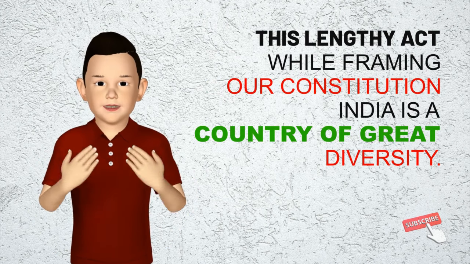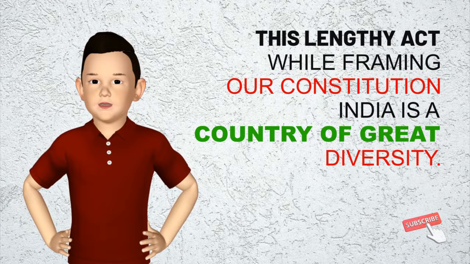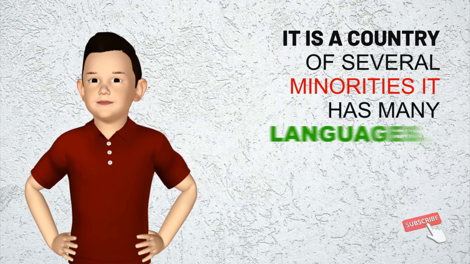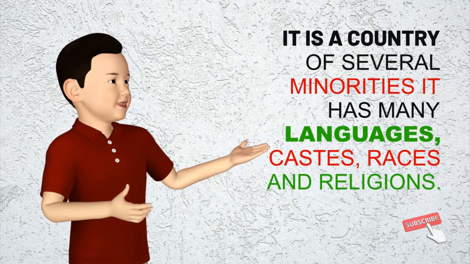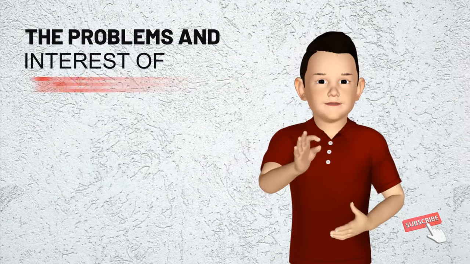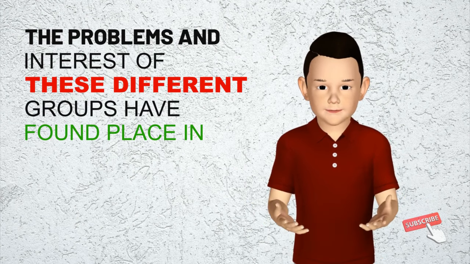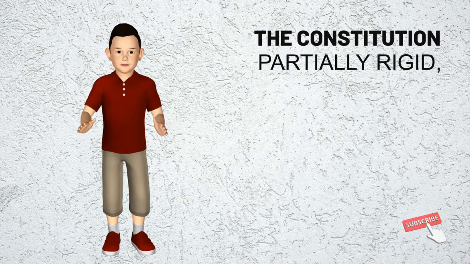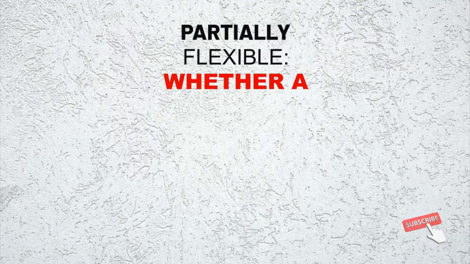India is a country of great diversity. It is a country of several minorities. It has many languages, castes, races and religions. The problems and interests of these different groups have found a place in the constitution. Partially rigid, partially flexible.